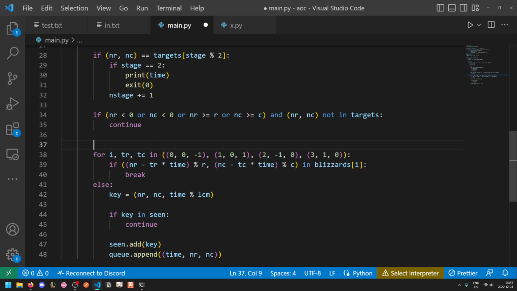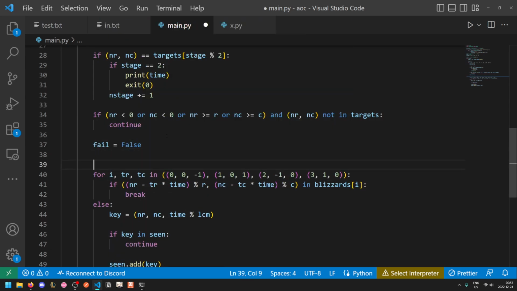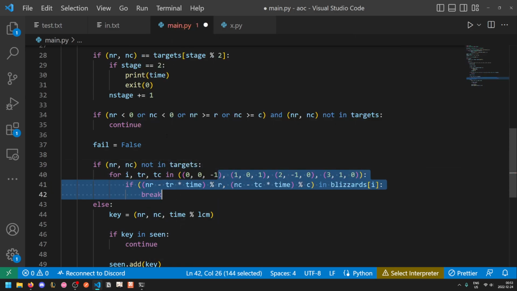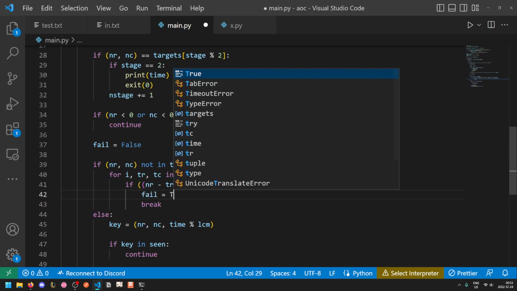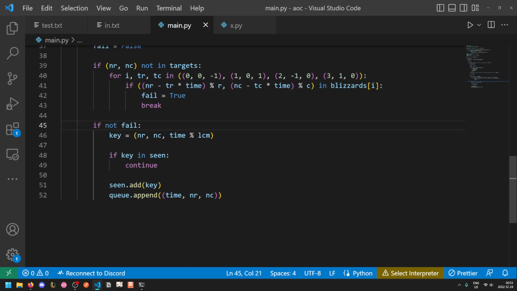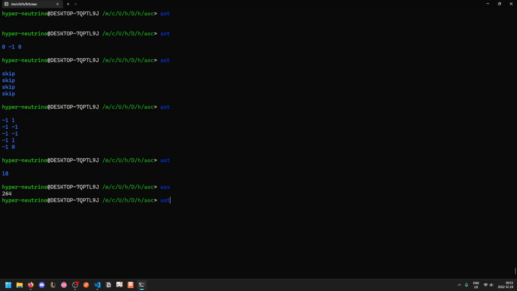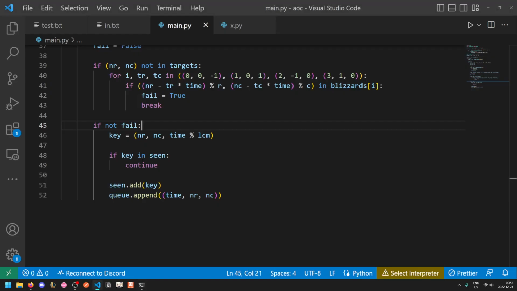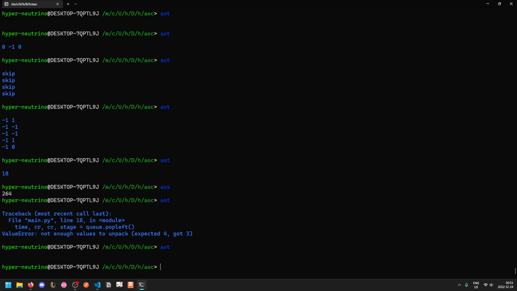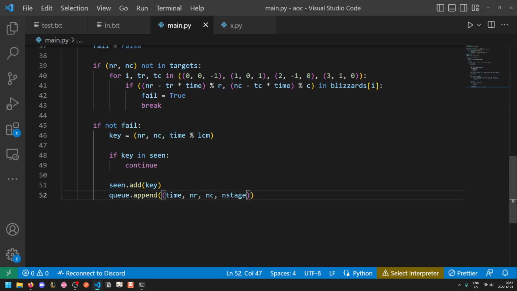We'll do it this way. Fail equals false. And then if NR and C is not in targets, then we will need to check this and we'll mark fail equal to true here. And instead of relying on the built-in for else thing, we'll just do if not fail. Okay, and finally we need to remember to push on end stage each time we're done. So that also does not work.